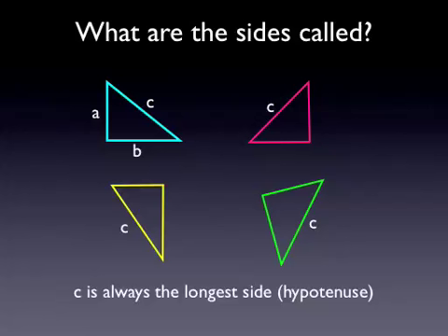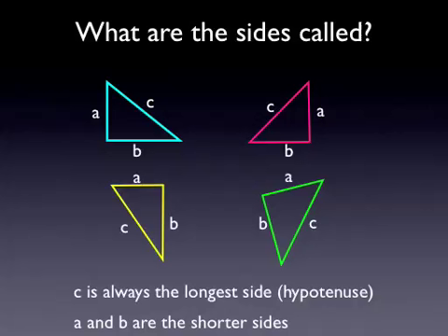Let's have a look at the other triangles. There's A and B over there on the pink one. Now down to the yellow one. A and B. And across to the green one. A and B. Alright, so how could we describe A and B? Different ways of doing it, I guess, but I'm going to say that A and B are the shorter sides. You may have a different approach which we can discuss.